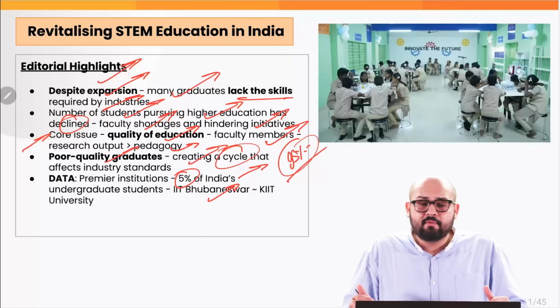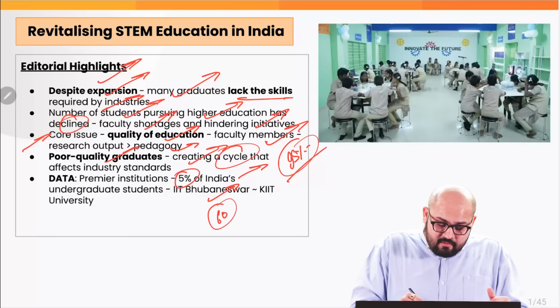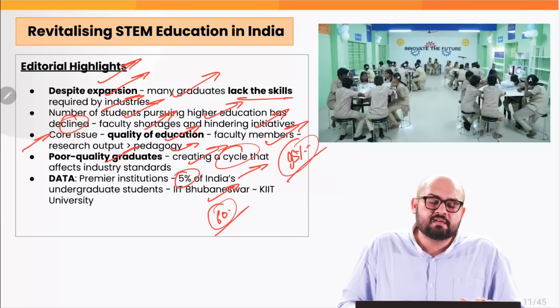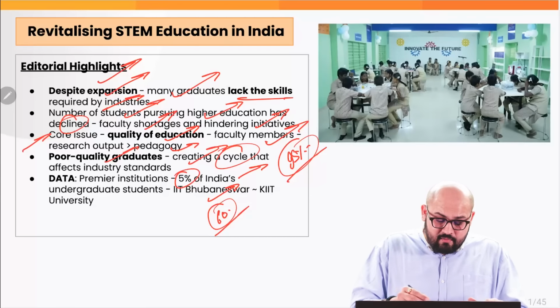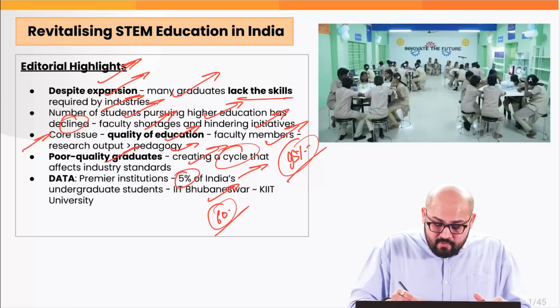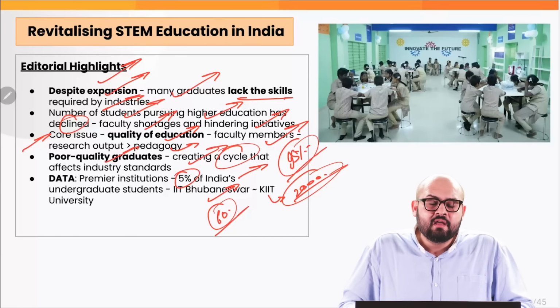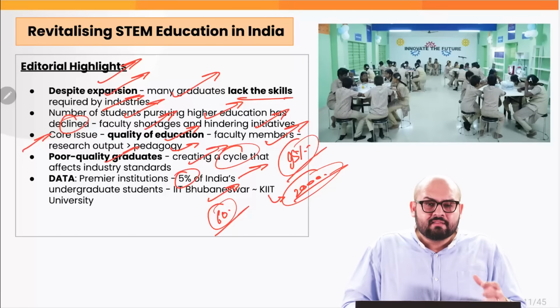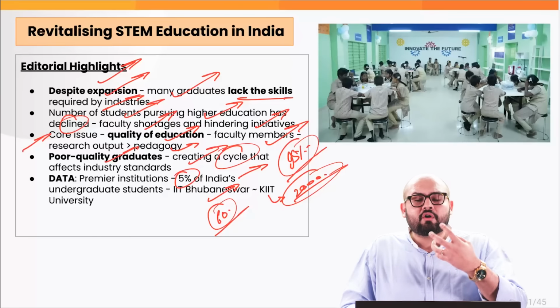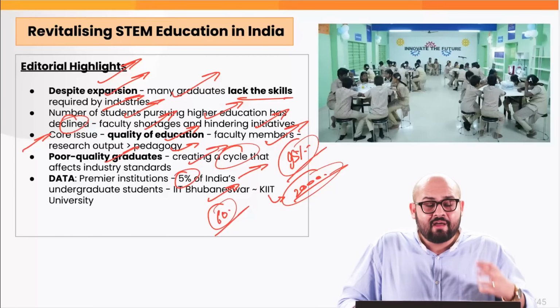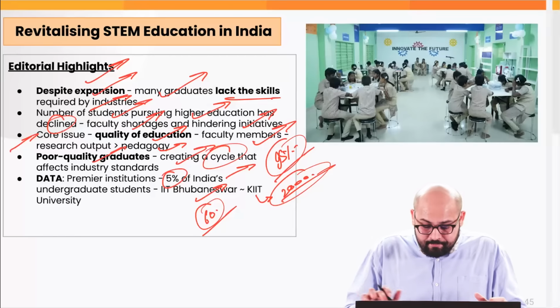We have IIT Bhubaneswar, which has 60 seats in the computer science domain, right? And on the other hand, we have the other university, KIIT University, which has almost 2,000 seats in the same domain, in the computer science domain. So what the authors are saying is that we have very few seats when we talk about the publicly funded institutions, and that too quality institutions, right?